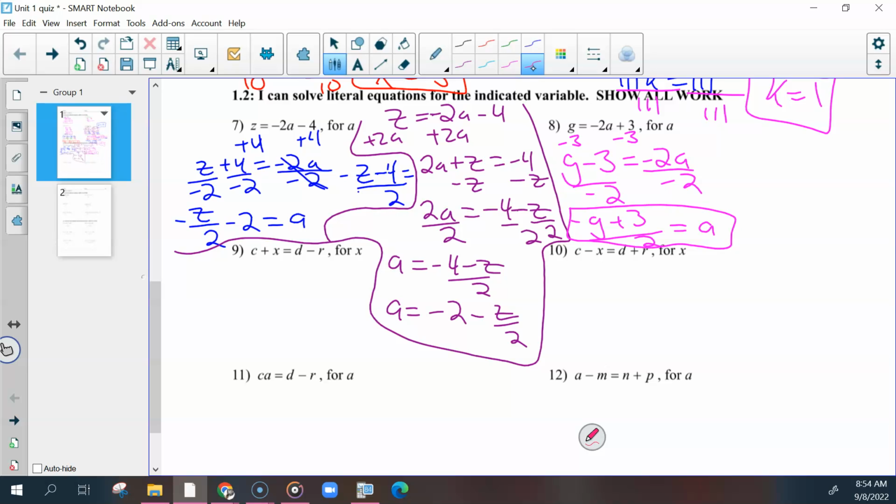For 9, to get x by itself, you just needed to move c to the other side by subtracting. Some of you were moving d and r, but we didn't need to do that for this one. Just move c to the other side. It gets rid of this c on this side. So x equals d minus r minus c. Or if you put it in alphabetic order, x equals negative c plus d minus r. Either of those was fine. Do we have questions on that one?